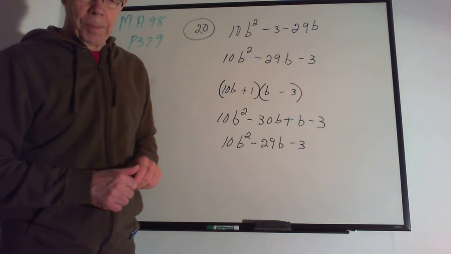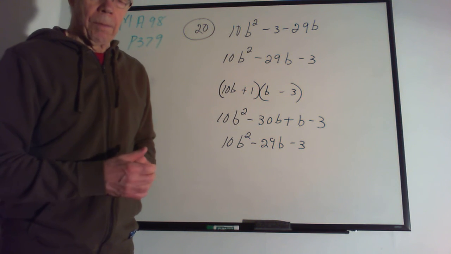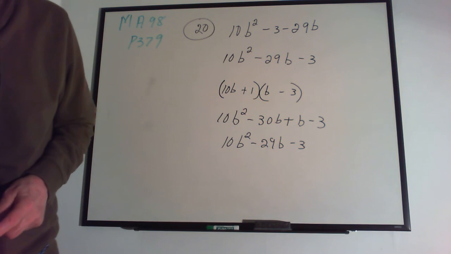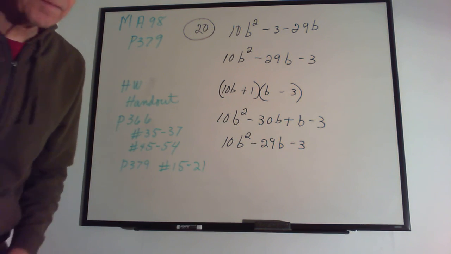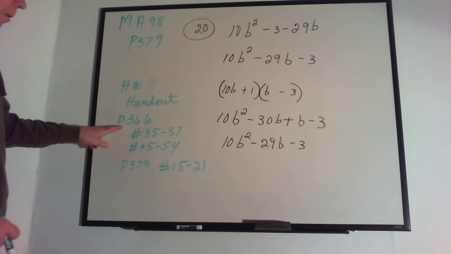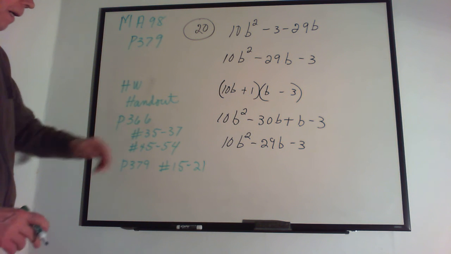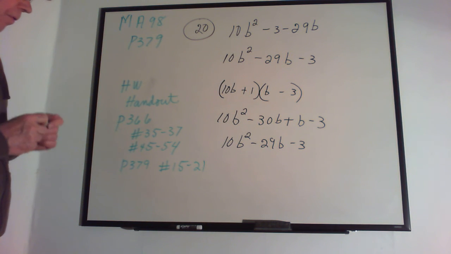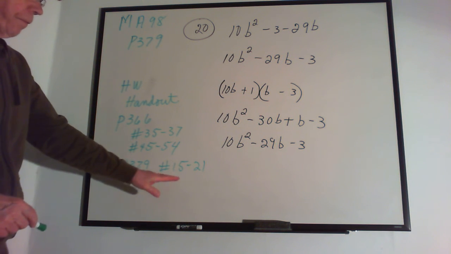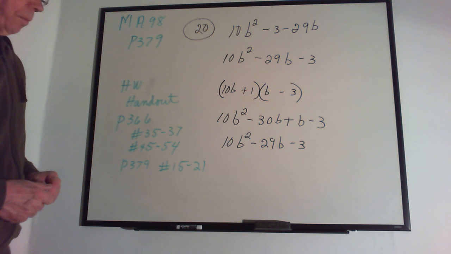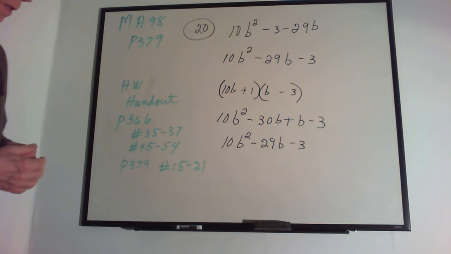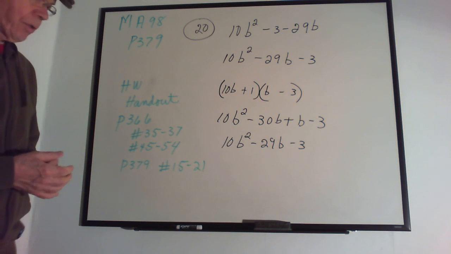All right, I'm going to put your homework on the board. I'm also sending you a handout by email. You're going to probably have a quiz on Friday. Your homework: page 366, numbers 35 through 37, numbers 45 through 54, page 379, numbers 15 through 21. Do them all over. The even numbered ones we've done in class are on the screen. The others you have to do. Your answers are on the back of the book.